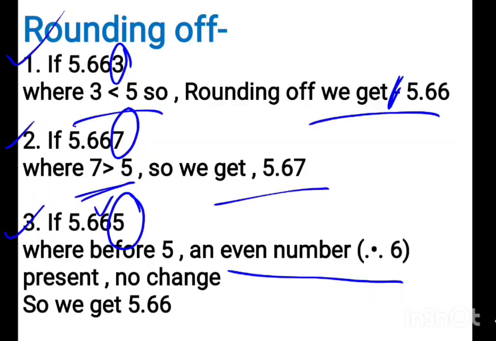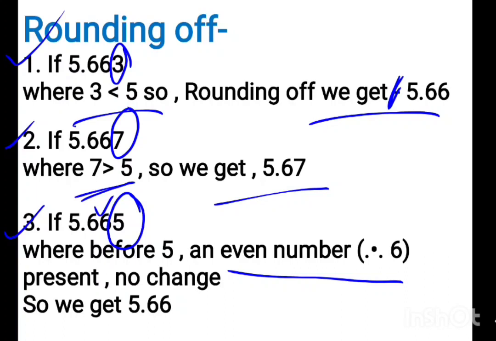নেক্সট ওয়ান, রাউন্ডিং অফ। ইফ সাপোজ দ্যাট ইজ দ্য লাস্ট নাম্বার is less than 5, so when you round off there must be no addition of +1 to the digit before the last digit. Suppose 5.663 is there, so 3 is less than 5, so when you round off this number you only get 5.66, you do not get 5.67, you get only 5.66. There is no addition of +1 to the last digit.